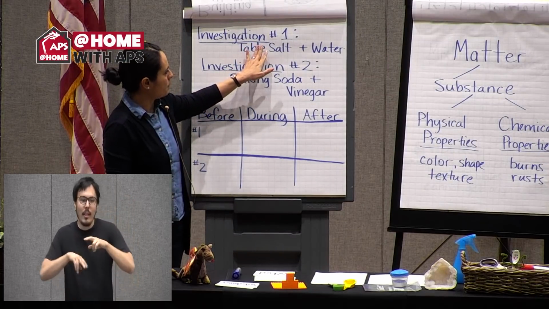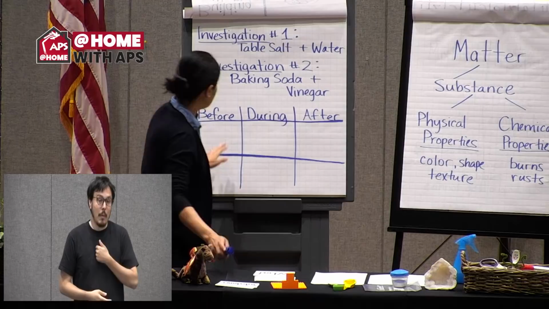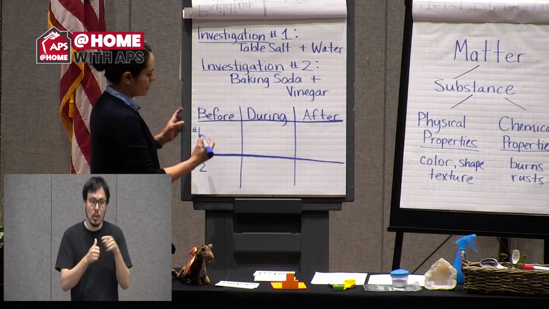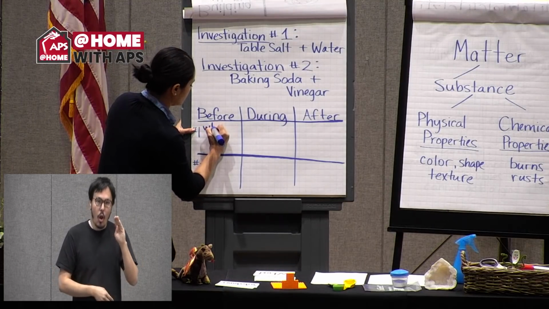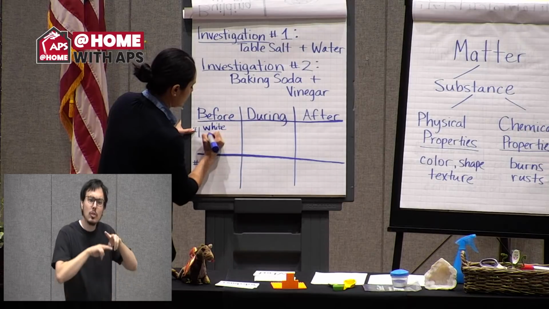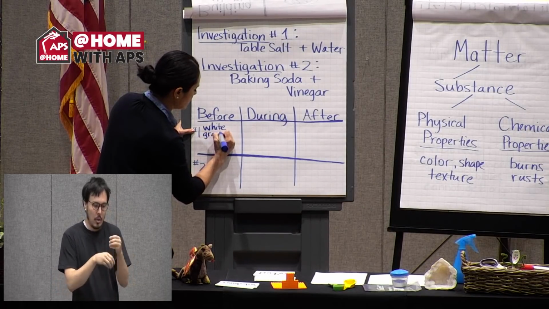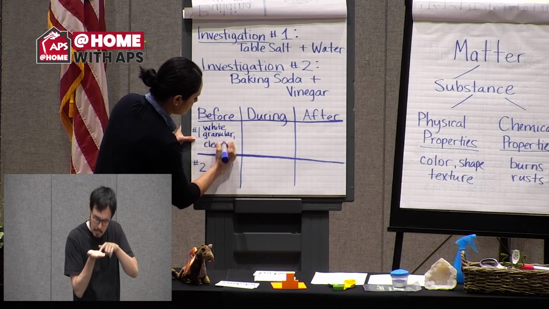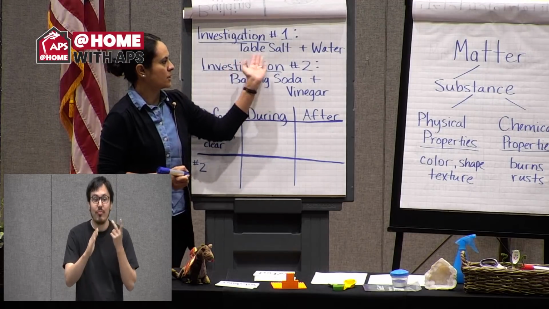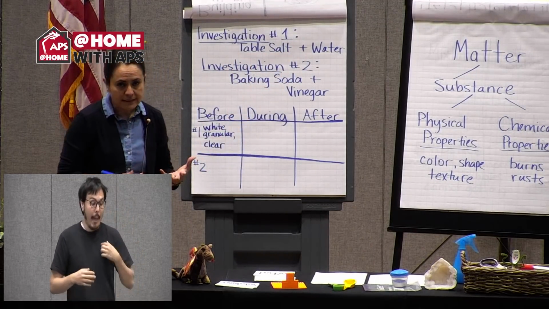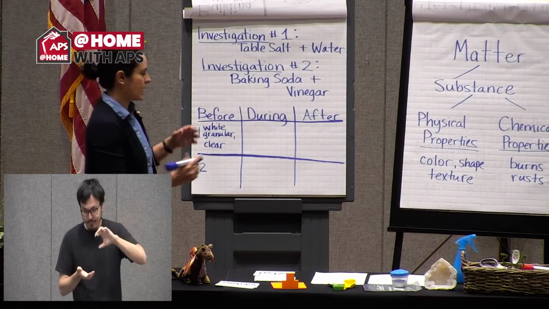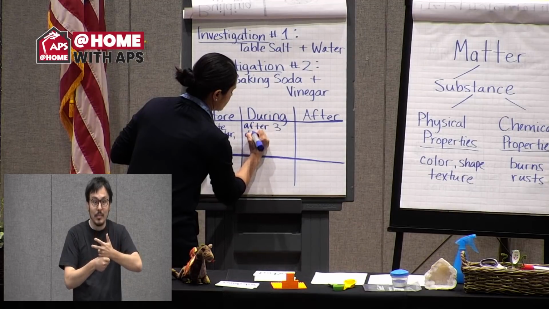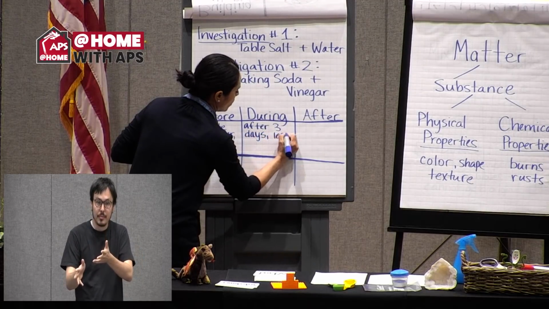So before I put table salt in water, I made some observations. So before my investigation, what did I observe? I observed that salt, table salt, is white. It's granular, little grains, they look like cubes. And that the water was clear. Then I added my table salt to the water and I stirred it and dissolved it. And after 3 days, I observed less water.